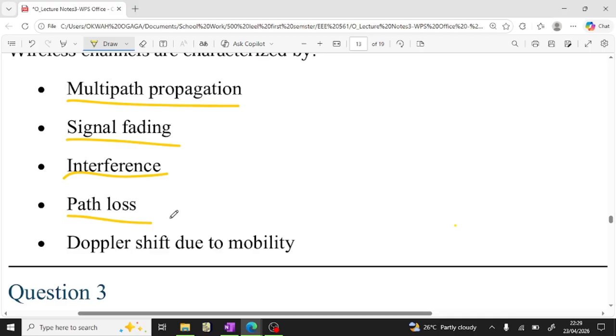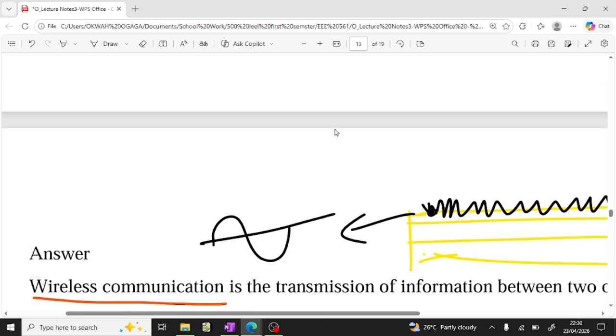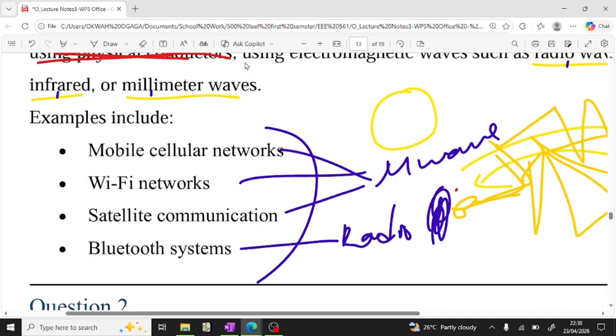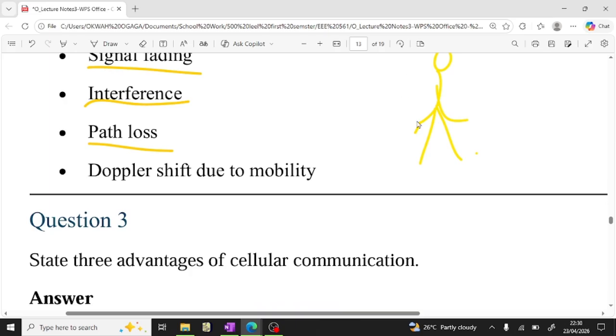So for the last one, Doppler shift effect due to mobility. The thing is this: as you move, the frequency changes. Okay, the frequency changes as you move, and we are communicating with frequency. I mentioned frequency in the first video, when I talked about vibration and circles completed in 1 second. So as you change your position, as you are moving while making a call or communicating, it affects your signal.